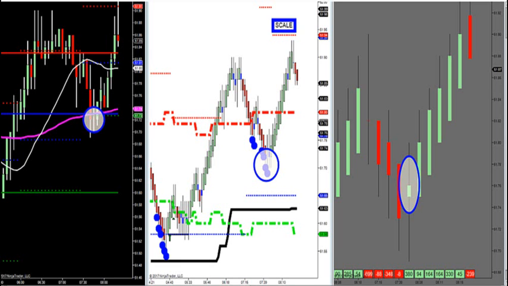Let's make sure we got everything going. You guys should have been long on crude on the retest, long off the control point. It hit the first target, so 50% of your position should be off.